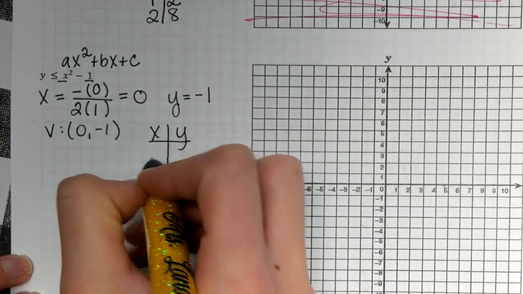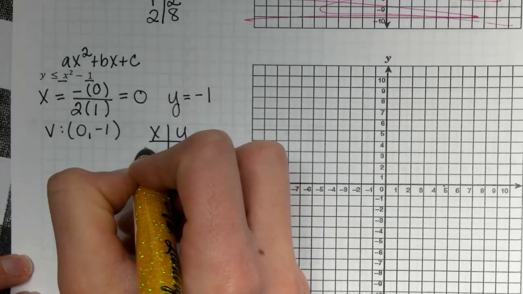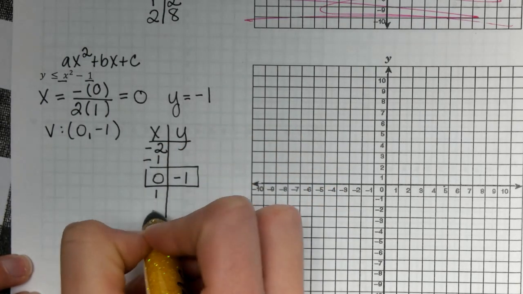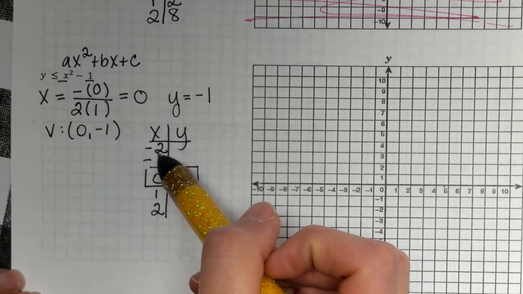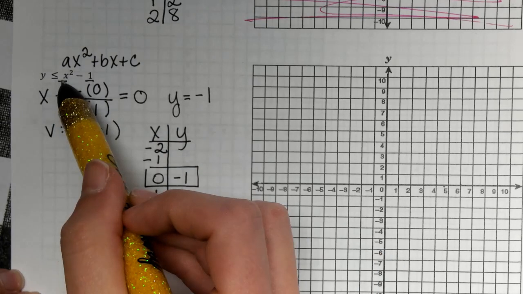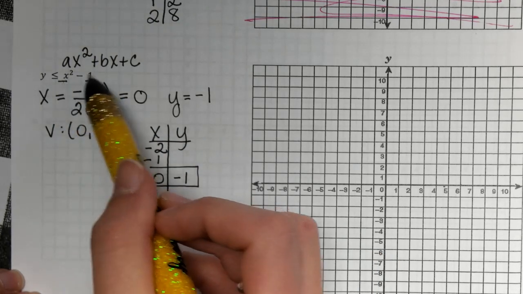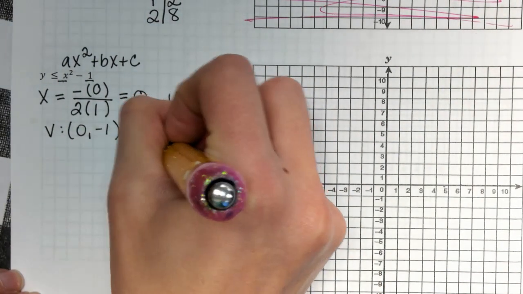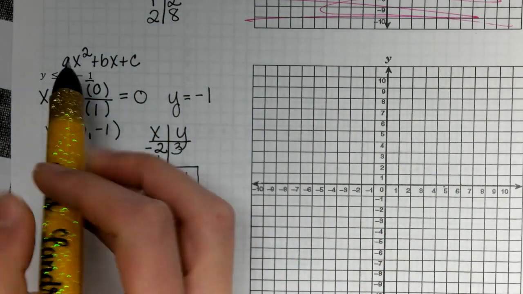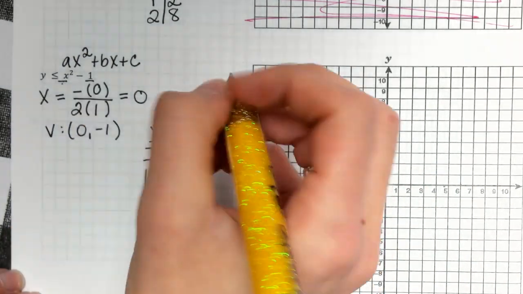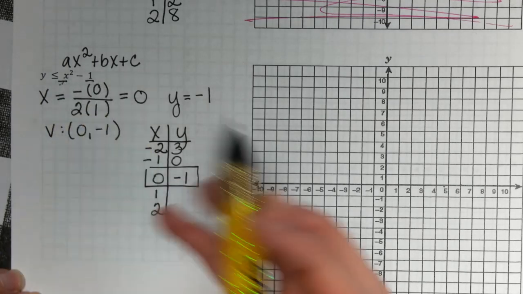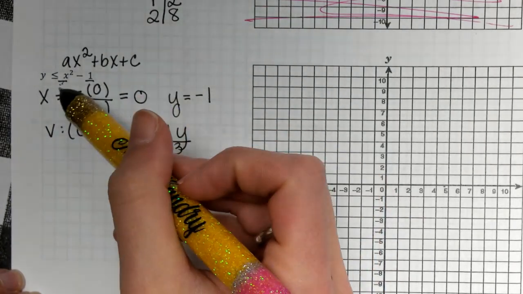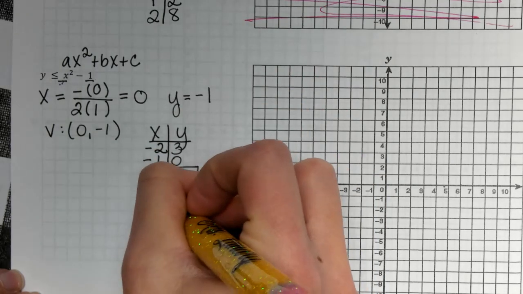And then I still do my 2 points less than 0 and my 2 points greater than 0. And I think we can still do our mental math here. If you take negative 2, square it, that becomes a positive 4. Minus 1 is 3. Negative 1 squared is 1. Minus 1 is 0. 1 squared is 1. Minus 1 is 0. 2 squared is 4. Minus 1 is 3.